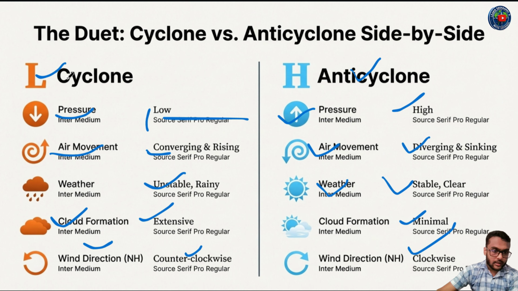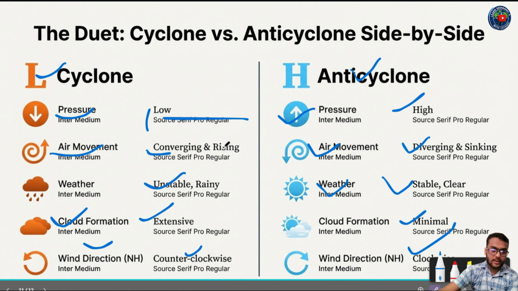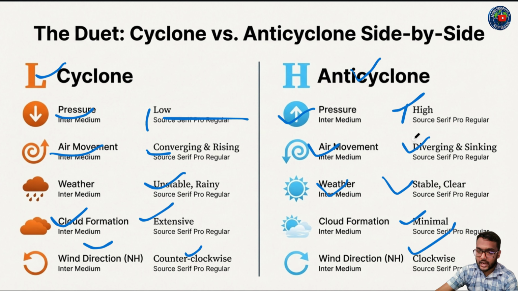Again, a cyclone is a low pressure zone with convergent and rising air movement. It creates unstable and rainy weather, extensively forms cloud, and moves counterclockwise in the northern hemisphere. On the other hand, an anticyclone is a high pressure zone with divergent and sinking air movement, the weather condition is stable and clear, cloud formation is minimal, and wind direction in the northern hemisphere is clockwise.